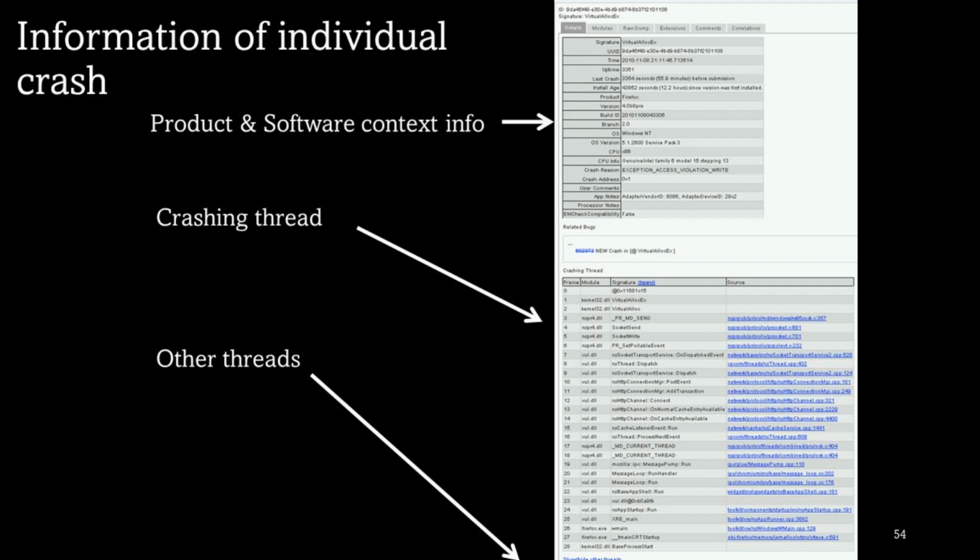This view provides detailed information about an individual crash. At the top, we can see product and software context details, including the crash signature, operating system, and hardware information. Below, the crashing thread is highlighted, showing its stack trace with the exact functions, code lines, and modules involved. Further down, we could see a list of other threads that were running at the time of the crash, offering additional context for debugging.